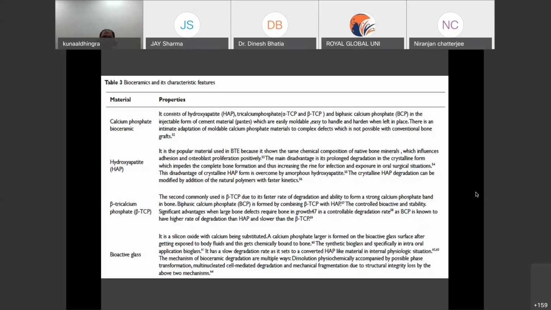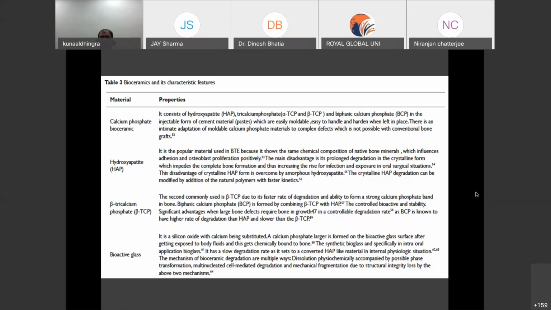Next bioceramic material is beta tricalcium phosphate. The second commonly used material after calcium phosphate is beta tricalcium phosphate due to its faster rate of degradation and ability to form a strong calcium phosphate bond in the bone. Biphasic calcium phosphate is formed by combining the beta tricalcium phosphate with hydroxyapatite.